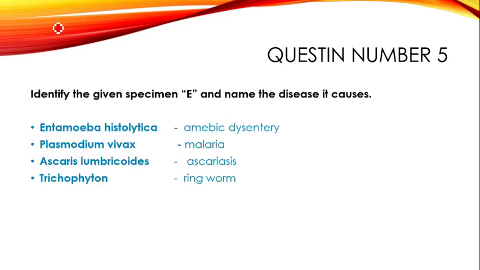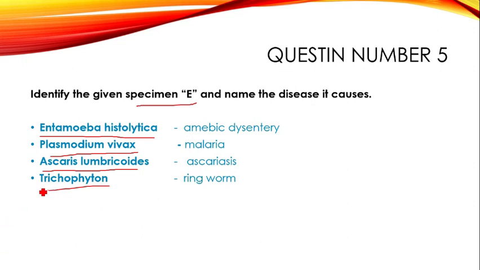That is question number 4. After that, question number 5. For question number 5, they will give any one disease causing pathogen specimen in the form of E, and they will say that is E. Then you have to identify what the E is, in which they may give Entamoeba histolytica or Plasmodium vivax or Ascaris lumbricoides or Trichophyton. They will not say the name, simply they will give that specimen.